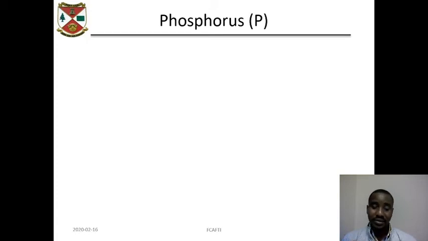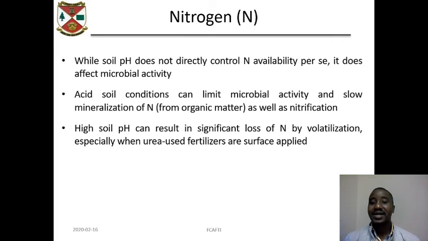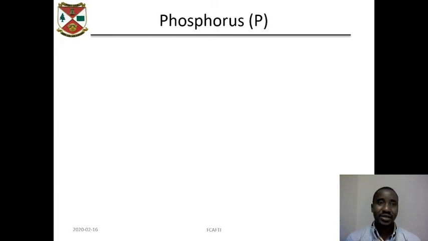Volatilization means loss by air, because it will change form. Urea, you must understand, is a solid fertilizer, and here they are saying that it will volatilize, it will change form into a gaseous state, hence it will volatilize.